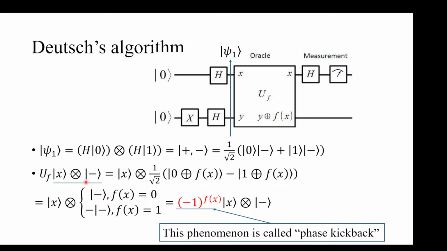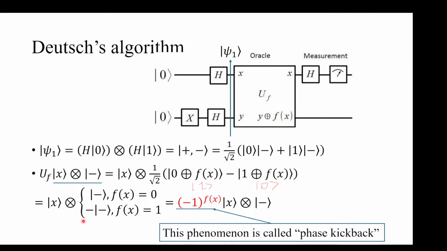Okay. And then when f of x equals 1, something very interesting happens. When f of x equals 1, you flip the 0 to 1 and 1 to 0. So 0 plus 1 becomes 1 and 1 plus 1 equals 0 because we are in binary. So 0 becomes 1 and 1 becomes 0, so you think it is a minus state, but it's not just the minus state because you flip the location of the minus sign. It was 0 minus 1, now it's 1 minus 0, so you get a phase.